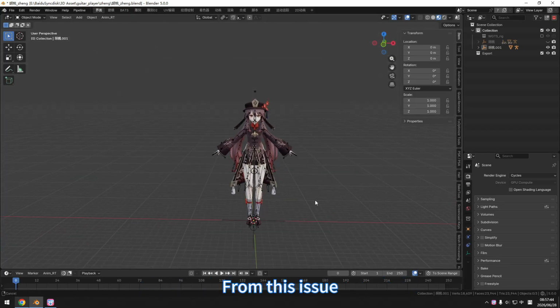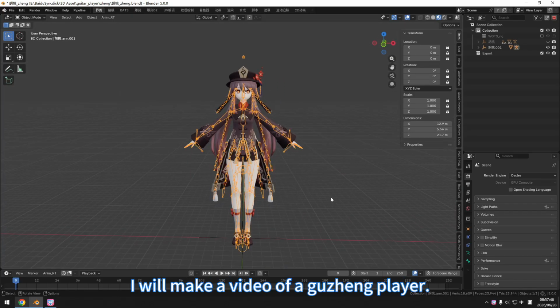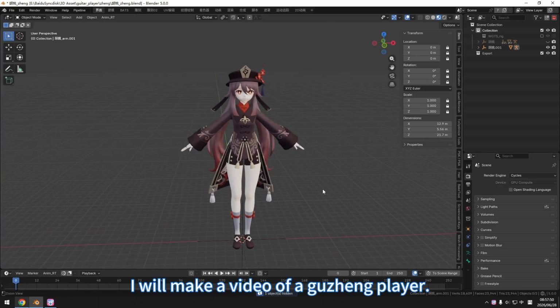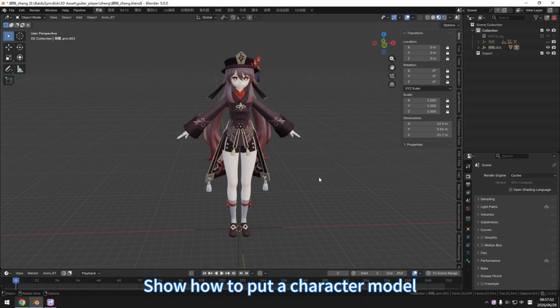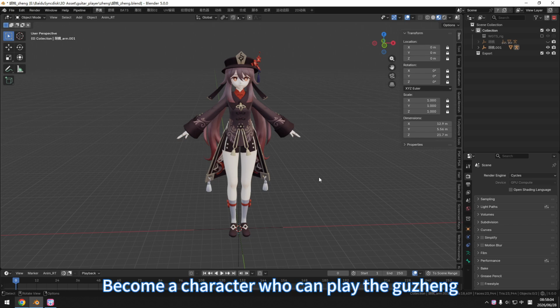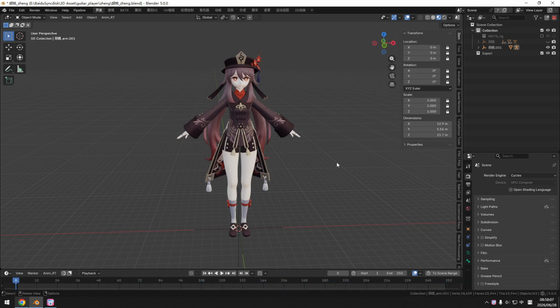From this issue, I will make a video of a GuZheng player. Show how to put a character model, start with the Blender model, assemble it in Unreal, and become a character who can play the GuZheng.